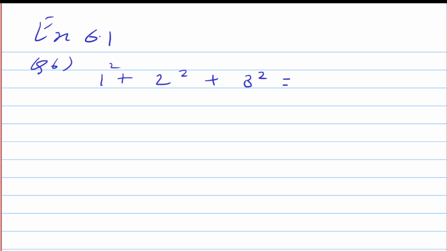We are on exercise 6.1. So far we have discussed questions up till question number 5, okay. Now we will discuss question number 6. They have given us a pattern in question number 6, and you have to find out the missing numbers. 1 square, 2 square, 3 square is equal to 3 square.